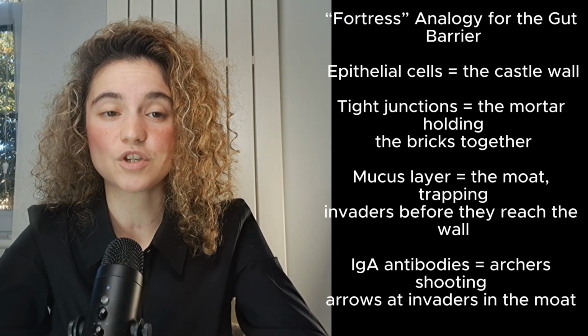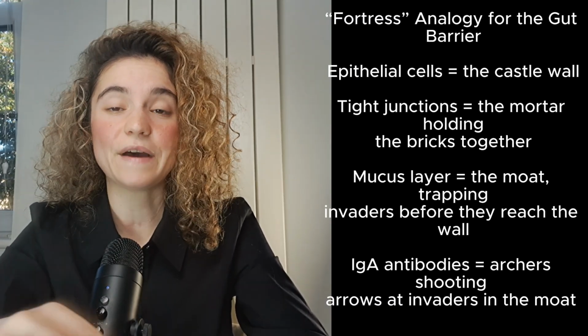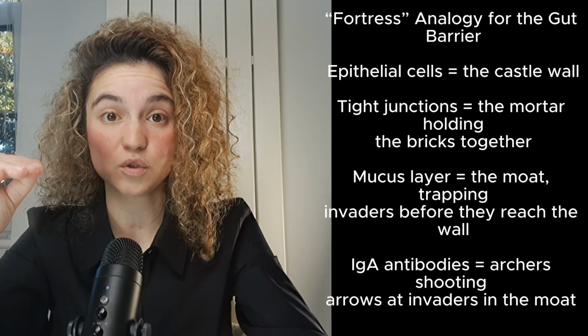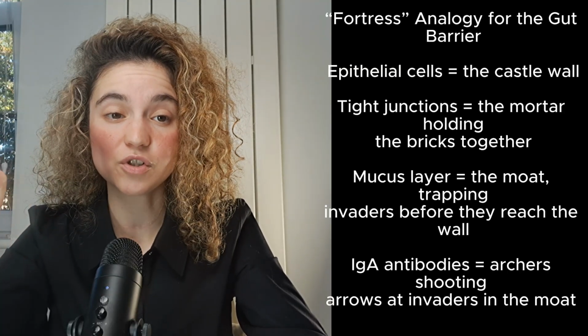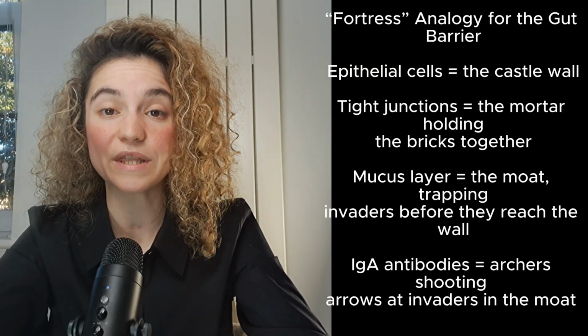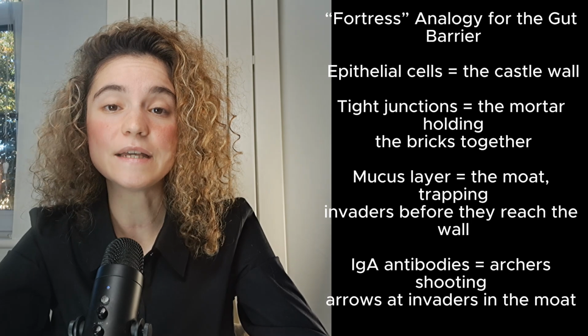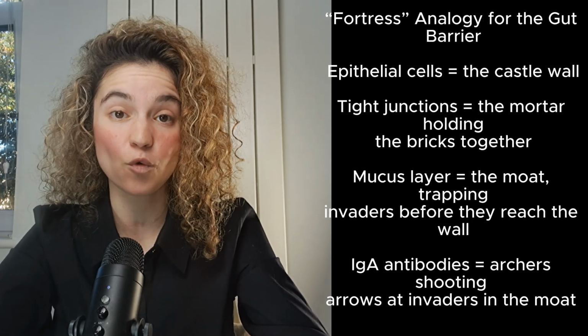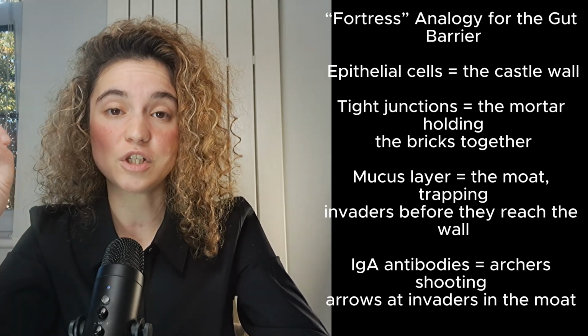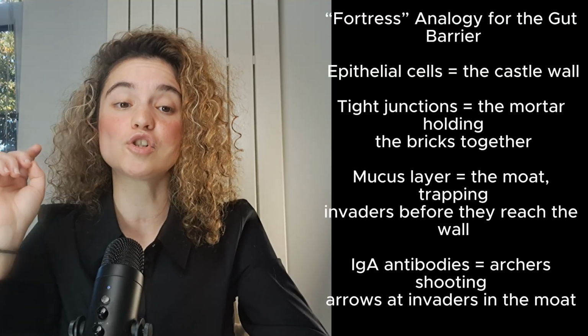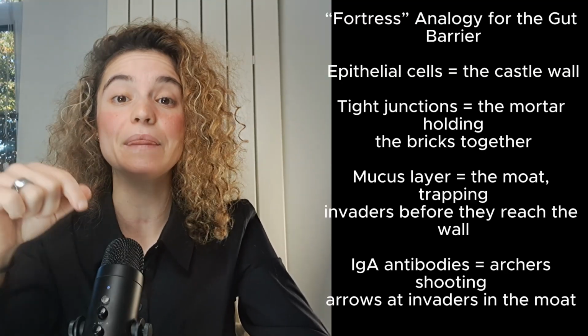The mucus layer itself is like a moat around a castle. It traps invaders before they can breach the wall. In fact, we can use a fortress analogy for the gut barrier. So we have the epithelial cells, which are the castle wall. We have the tight junctions, which are the mortar holding the bricks together. The mucus layer is the moat, trapping invaders before they reach the wall. And the IgA antibodies are the archers shooting arrows at the invaders in the moat.